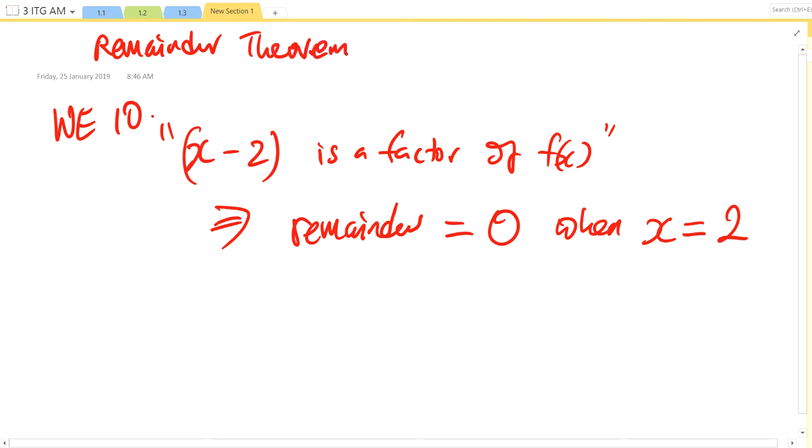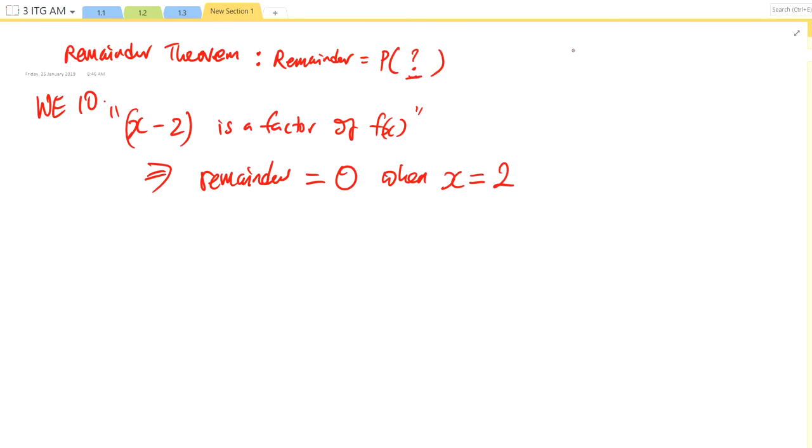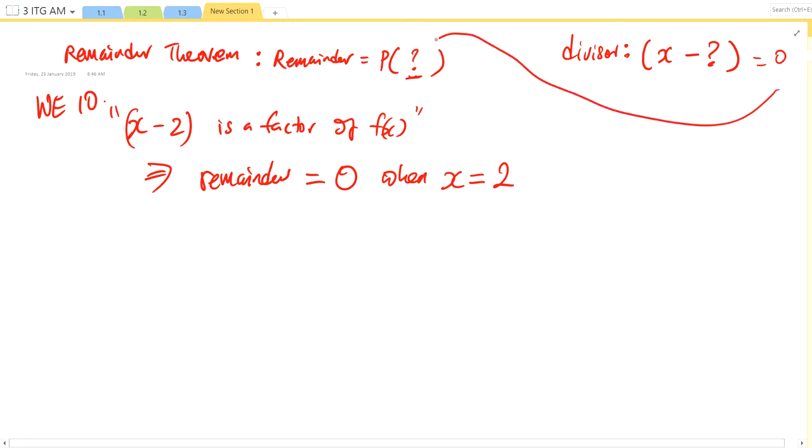The theorem tells us that if I want the remainder equals to p and then a certain value of x, this value is dependent on the divisor. Our divisor usually looks like x minus something or x plus something. We set this to be equal to 0, then find the value of x to substitute inside here to get my remainder, correct?